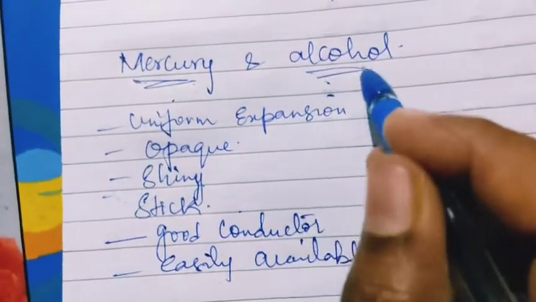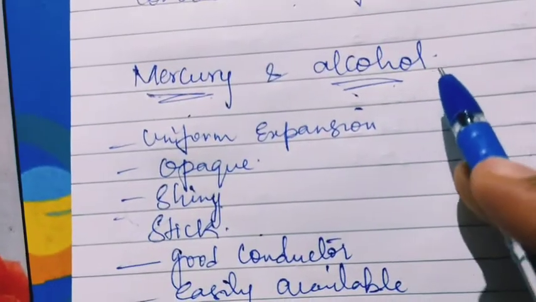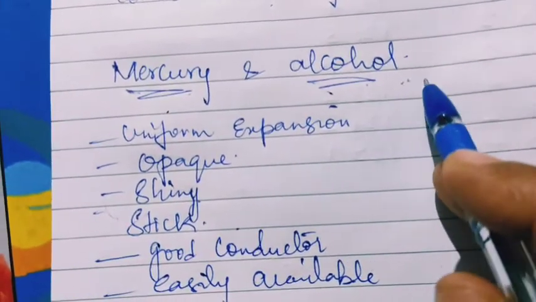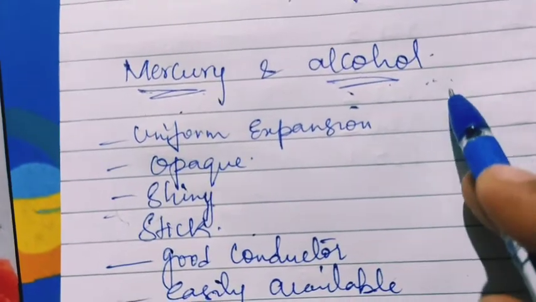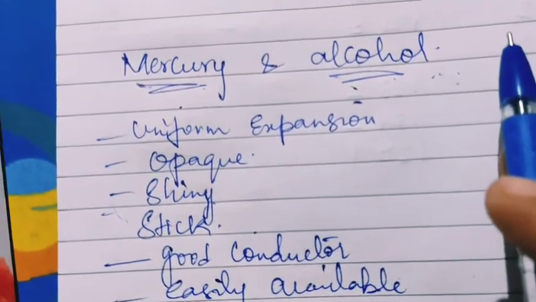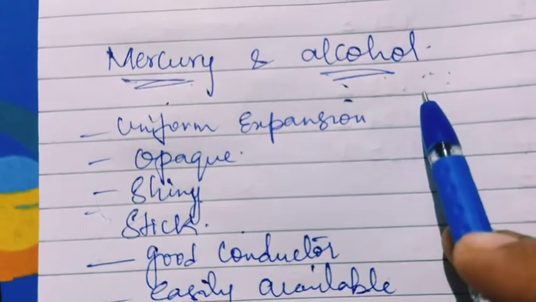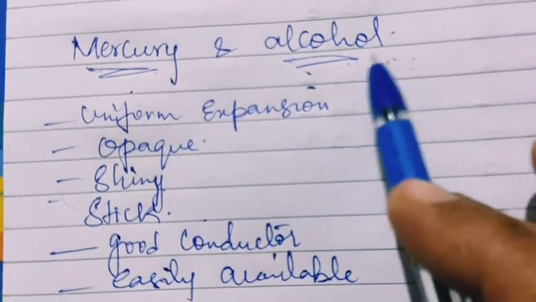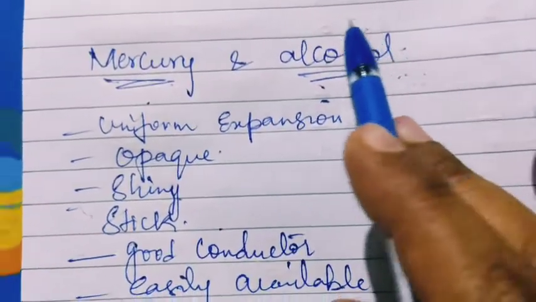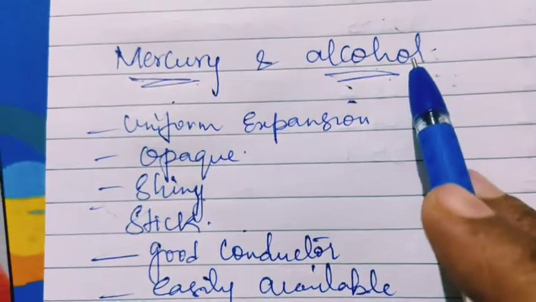And alcohol can record very low temperatures. Its expansion per degree is also very large, and it is colored brightly and easily visible. So, these are the properties of alcohol.